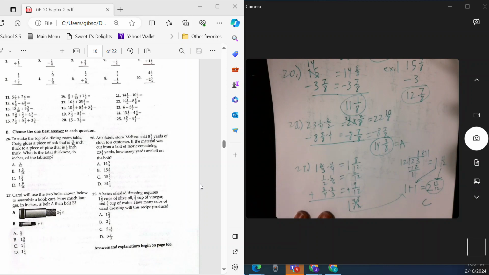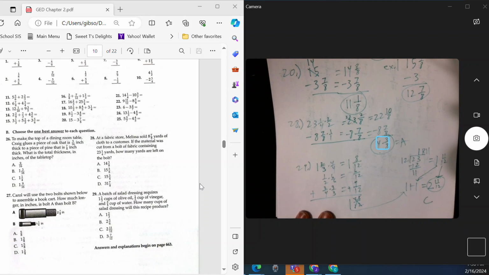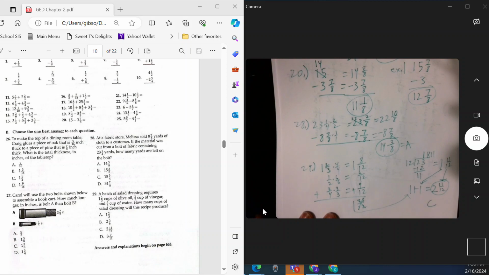This is the first half of dealing with fractions. This is with addition and subtraction. The next half, we would do it with multiplication and division. So I will get this other half on YouTube as well.